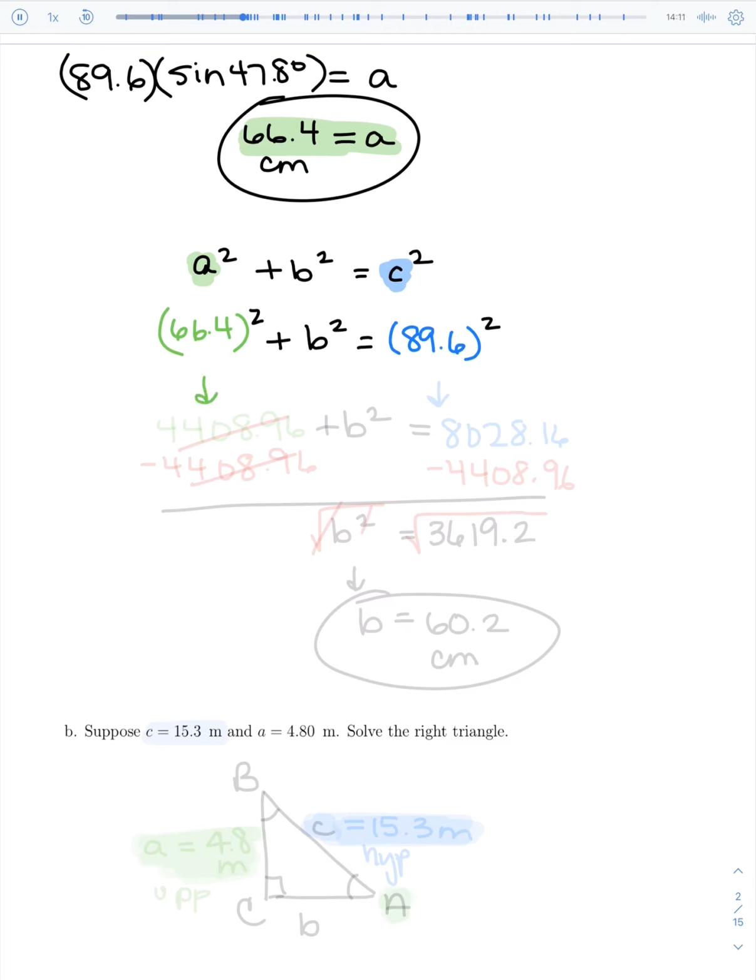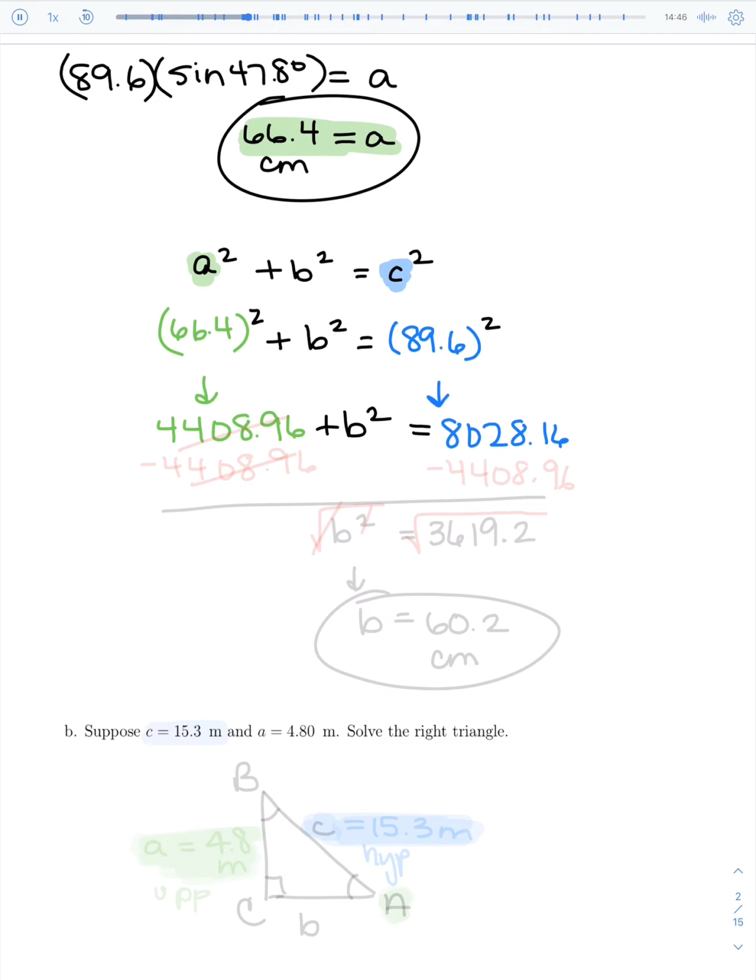Let's start out by doing our exponents first, because order of operations says exponents first. Squaring the 66.4 gets you 4,408.96 as our decimal. And we have not looked at B squared yet, so let's leave that alone. Now let's figure out what 89.6 squared is. And this one gives us 8028.16 for squaring our 89.6.